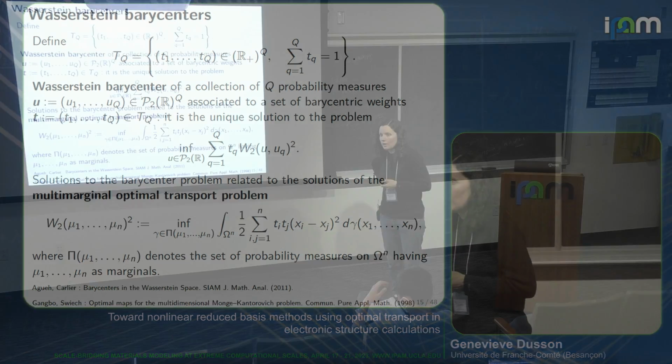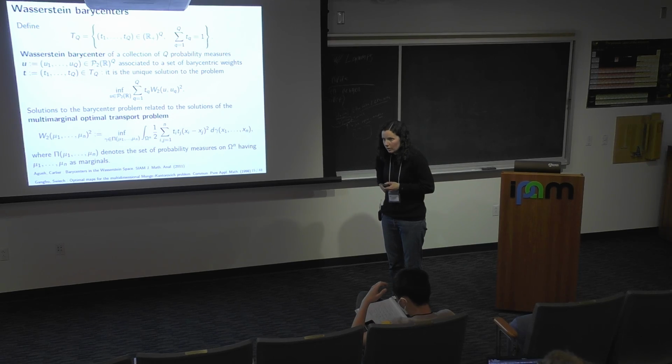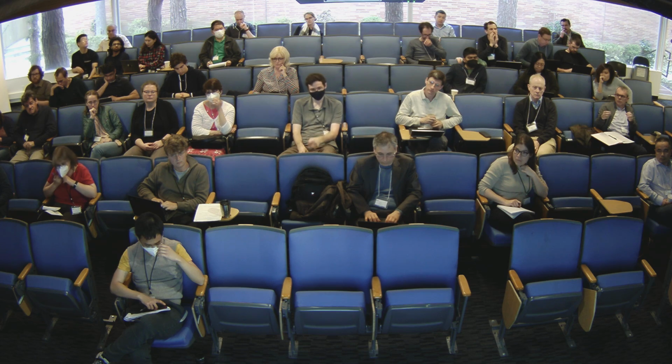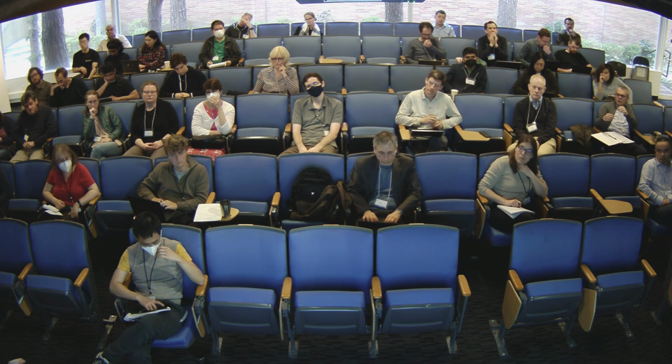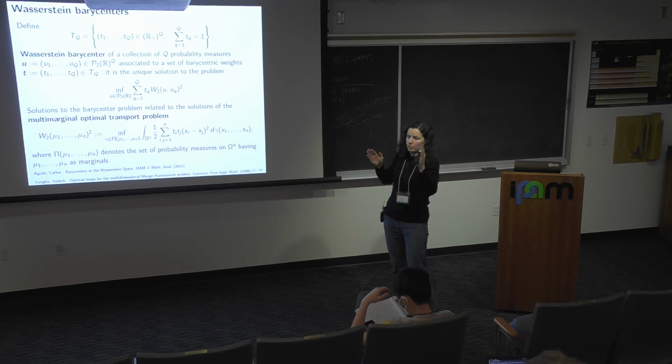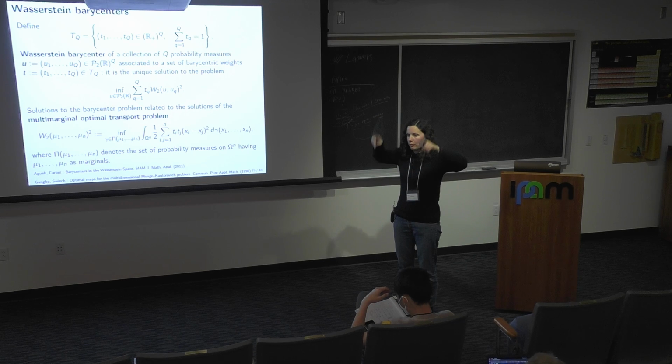Yes? Why do you want to define the barycenter in terms of the W2 measure and not just the Euclidean distance between the two? Because if you look at the barycenter in terms of the Euclidean distance, you will get lambda times the first one plus 1 minus lambda times the other one. And so this won't shift the peak. The peak won't go from one place to the other. You will have two peaks that get compensated.